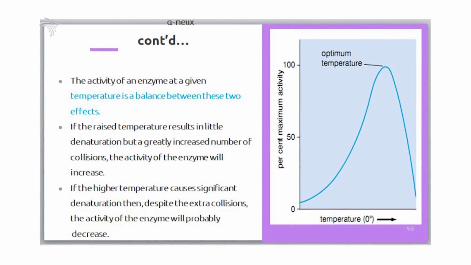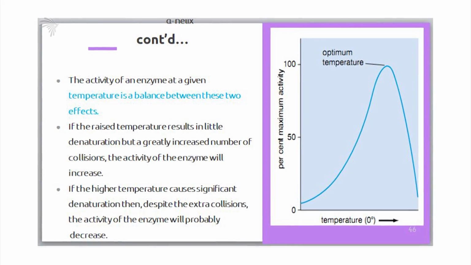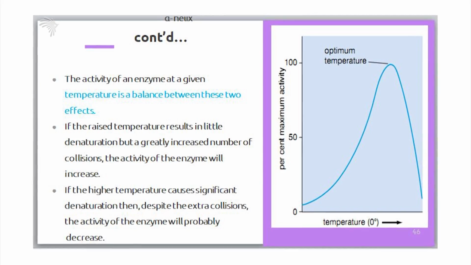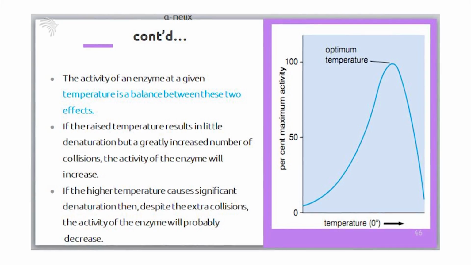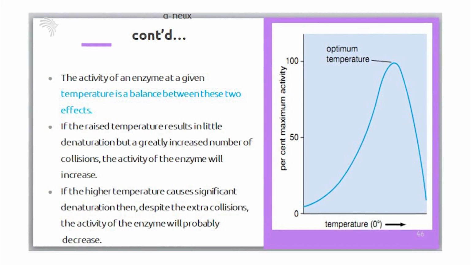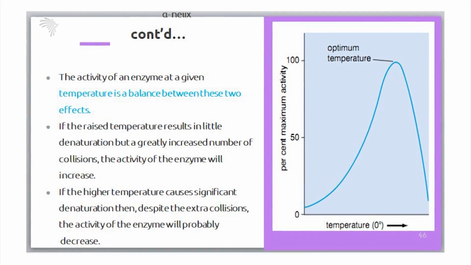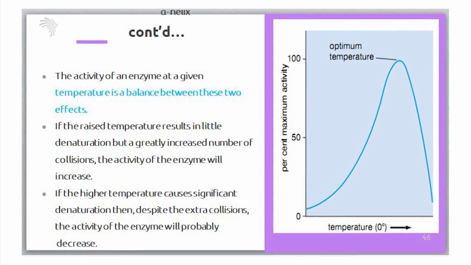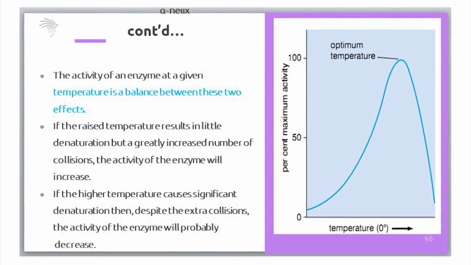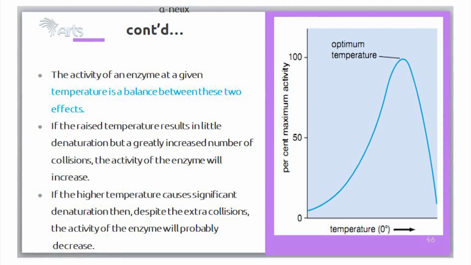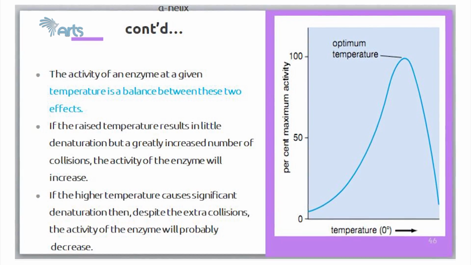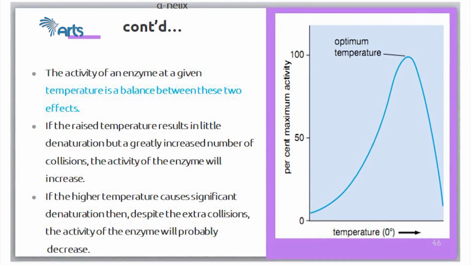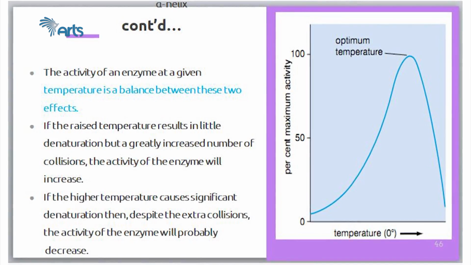The activity of an enzyme at a given temperature is a balance between these two effects. At a certain point, as the temperature increases, the kinetic energy of the molecules increases, which helps them bind with the active site. But beyond this limit, when the temperature is excessive, the enzyme, being a protein, loses its natural conformation, particularly of the active site, so it loses its catalytic activity. No more catalysis will occur.